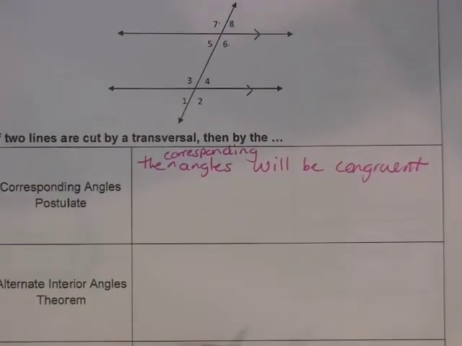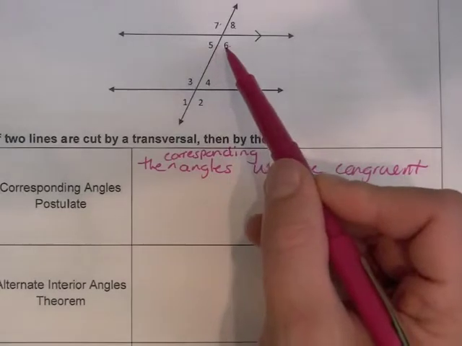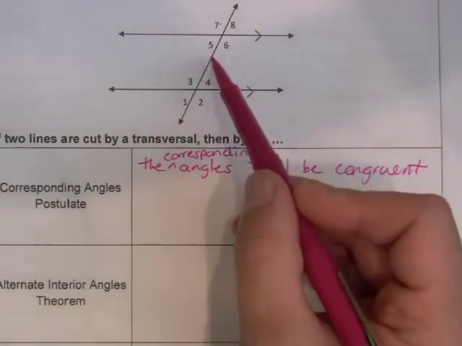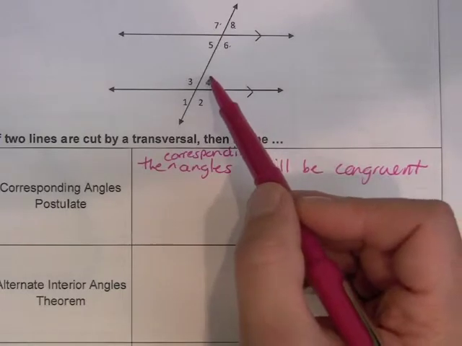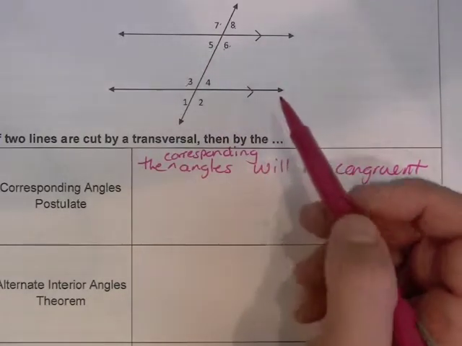And the next one, alternate interior angles. Alternate interior angles are the angles inside the two lines, like 3 and 6 and 5 and 4. They will also be congruent if the lines are parallel. Only when the lines are parallel.